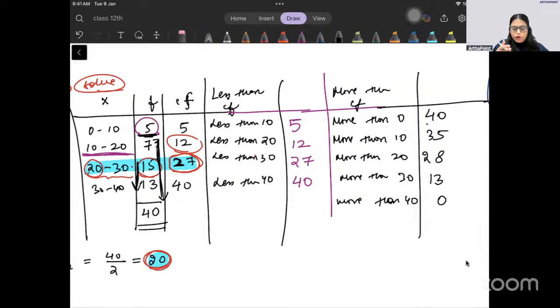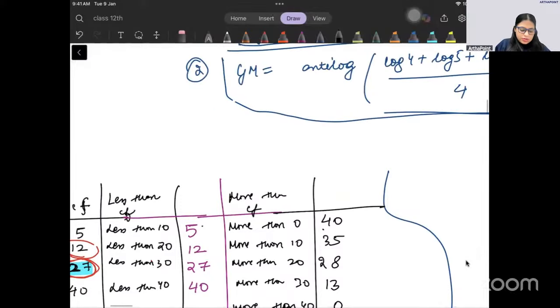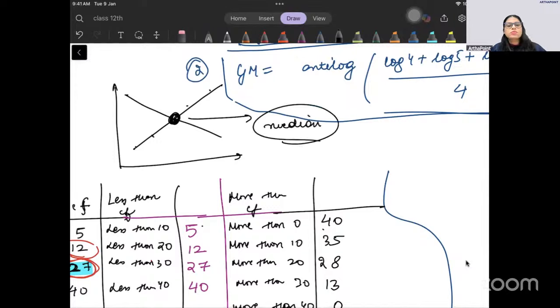Okay. So you have got less than curve and you have got more than curve. Less than curve, if you can see, will be increasing 5, 12, 27, 40. So this is my less than curve 5, 12, 27, and 40. And then there will be a more than curve, which is decreasing 40, 35, 28, 13, and it goes to 0. Wherever these two curves intersect, less than ogive and more than ogive, that value becomes the median, right? That is your median. So median can be found graphically through these ogive curves.